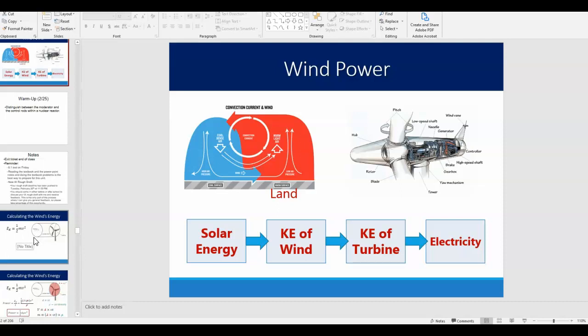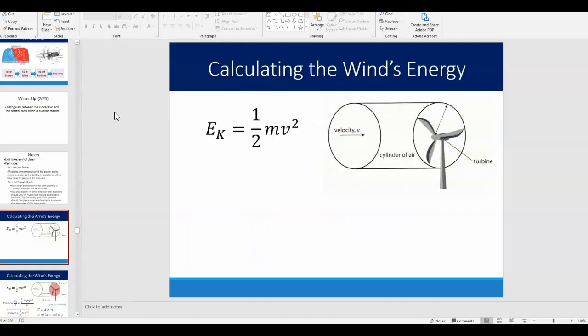Now, let's say we want to go about calculating how much power we can get from a wind generator. Okay, so we're going to start off with this derivation. Make sure you follow closely along as we go through the steps in this derivation. And we're going to start with the equation for kinetic energy, which we've seen before in the past: Ek = 1/2 mv squared, where m is the mass, v is the speed, and Ek is the kinetic energy.